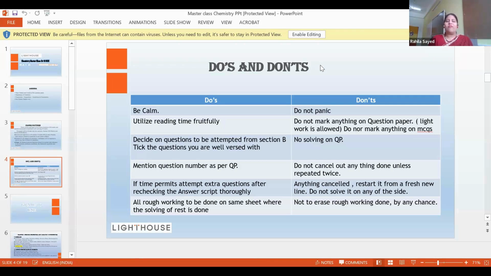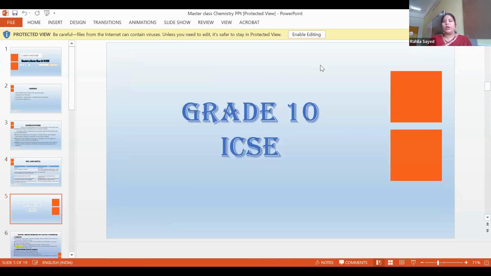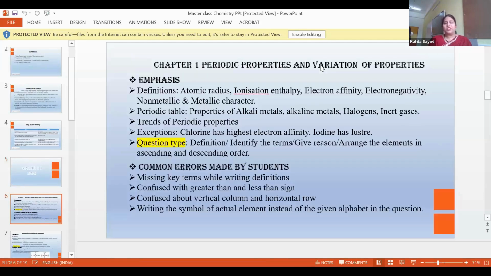Next, all rough work has to be done on the same sheet. Make a column on the right hand side and do the rough work over there. Do not erase the rough working that you have done by any chance. So these are a few of the do's and don'ts which you have to keep in mind when you are solving the paper. So here we start with the grade 10 ICSE chemistry chapters.